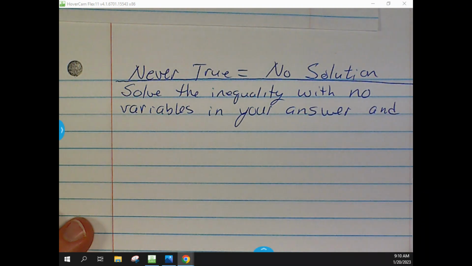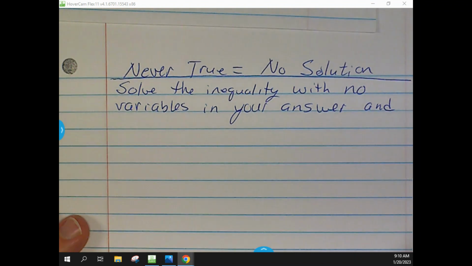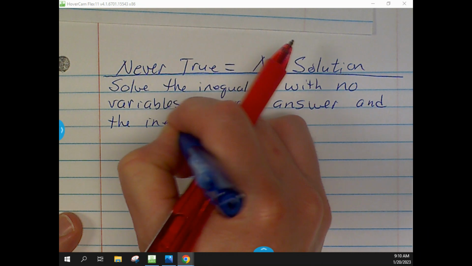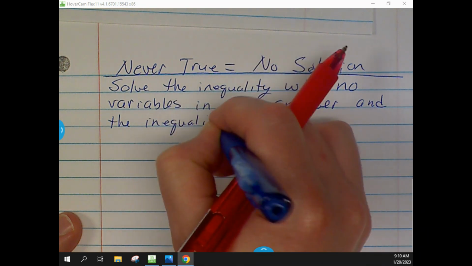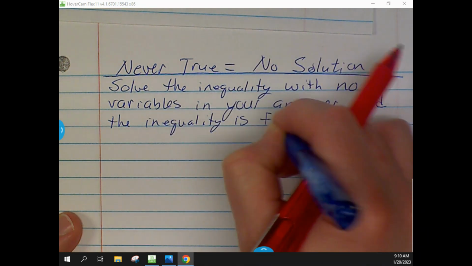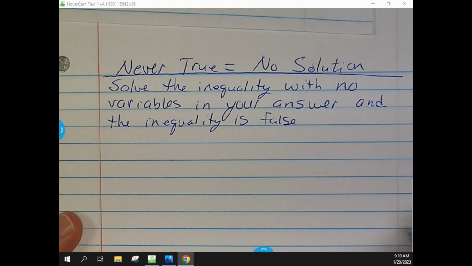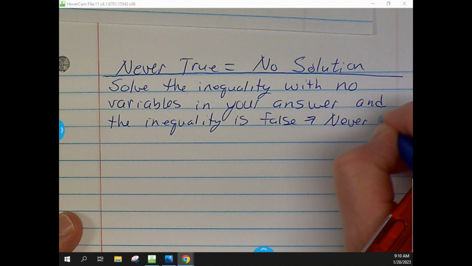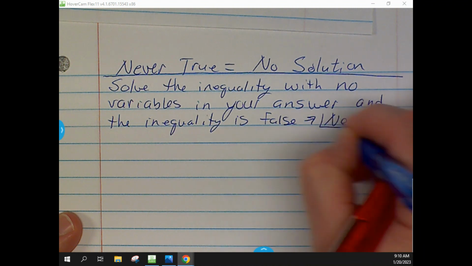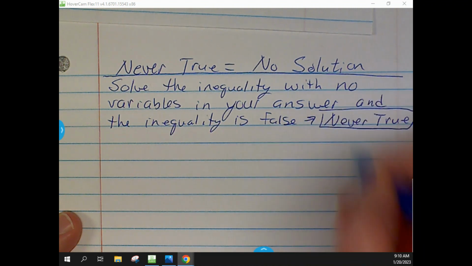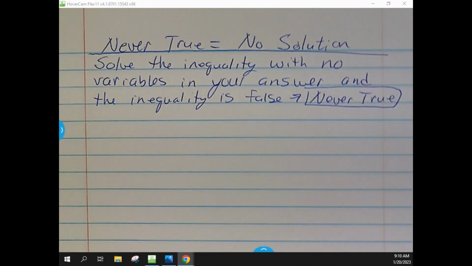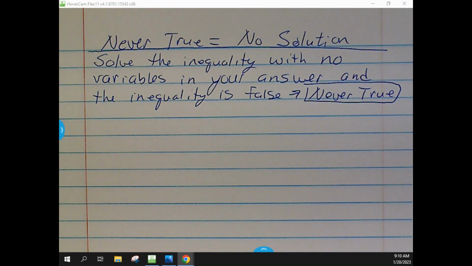And when you finish this thing, you've solved it out, and the inequality is false. And that's when it's going to be never true. Which, again, if it's never true, that's the same thing as saying there's no solution to this. No matter what number you plug into this, it's never, ever going to work.